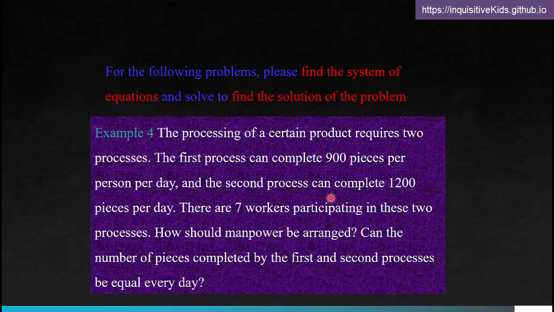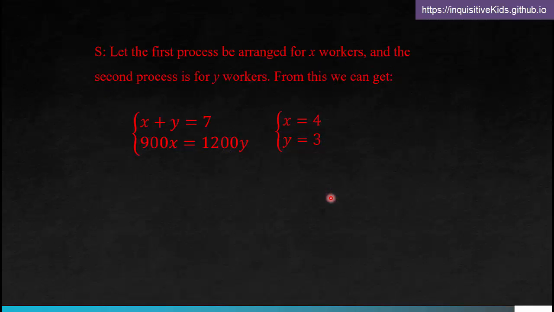Our first step is to establish variables. Let the first process be arranged for x workers, and the second process for y workers. And out of this, the second step we do is to write out the equations. x plus y is equal to 7, 900x is equal to 1,200y. And this is really the hardest part, I feel like, because once you've got the equations down, it's really just plain old math. All you have to do is solve for the values and you're done.